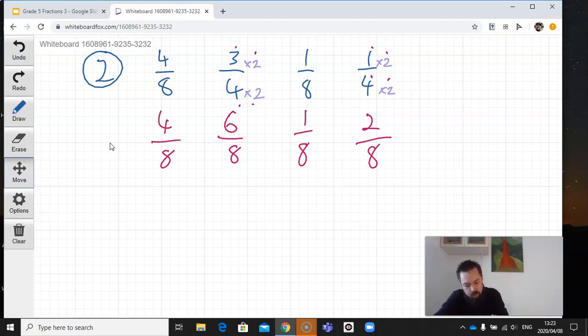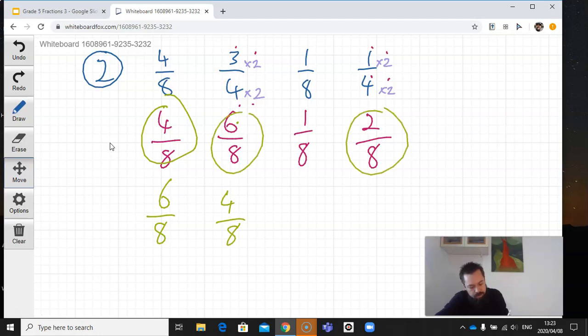And now that we've put them all into the same denominator, we can organize them from smallest to biggest or biggest to smallest. For this case, let's do biggest to smallest, just mixing it up a bit. So I see that 6 is the biggest, so 6 over 8 would be the biggest fraction. Then we have this one, 4 over 8. Then we have this one, 2 over 8. And then we have this one, 1 over 8.